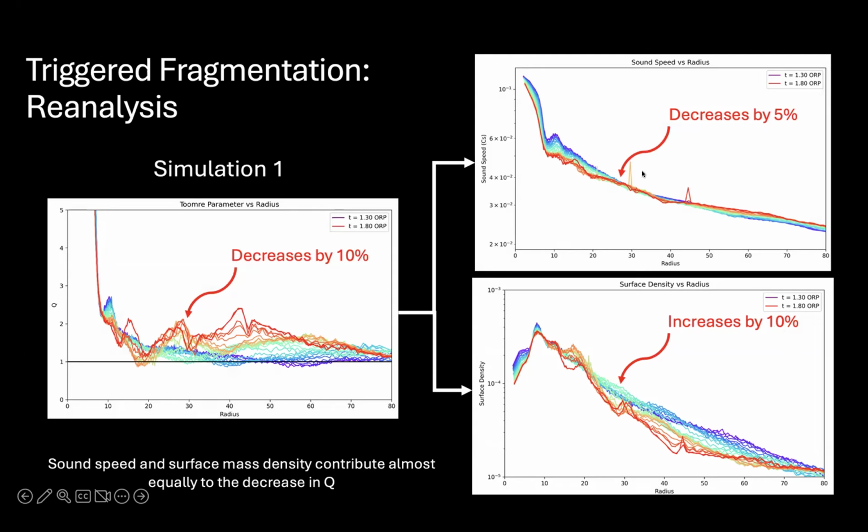Really sorry about that. But essentially, at the location of the second fragment, the sound speed decreases by 5% and the surface mass density increases by 5%, conveying the message that both the sound speed and the surface mass density contribute almost equally to the decrease in the Q parameter, which means both of them have the potential to contribute to triggered fragmentation.